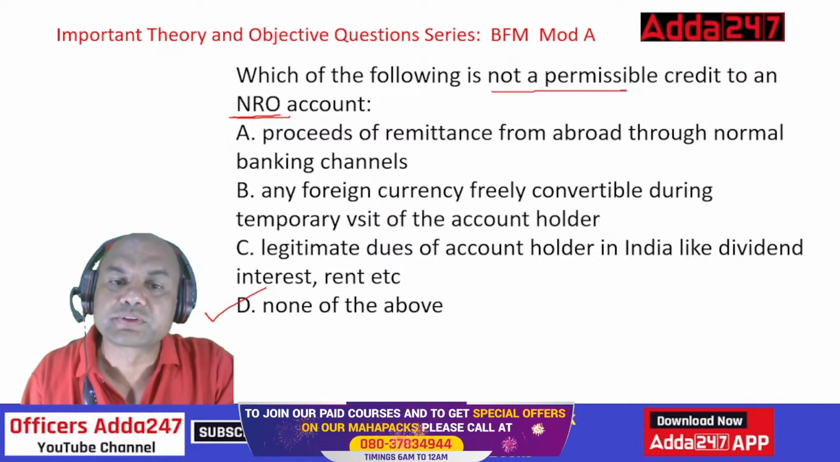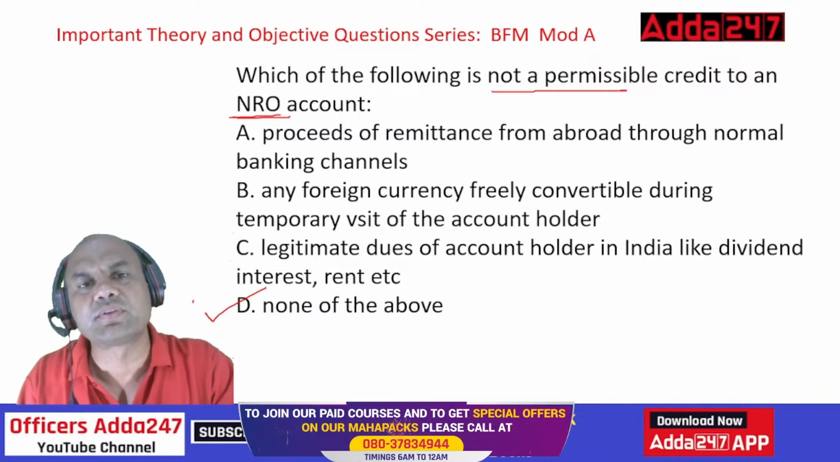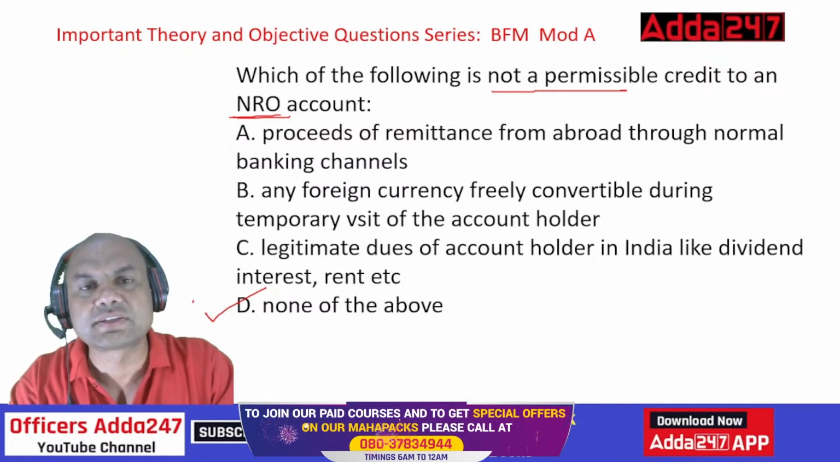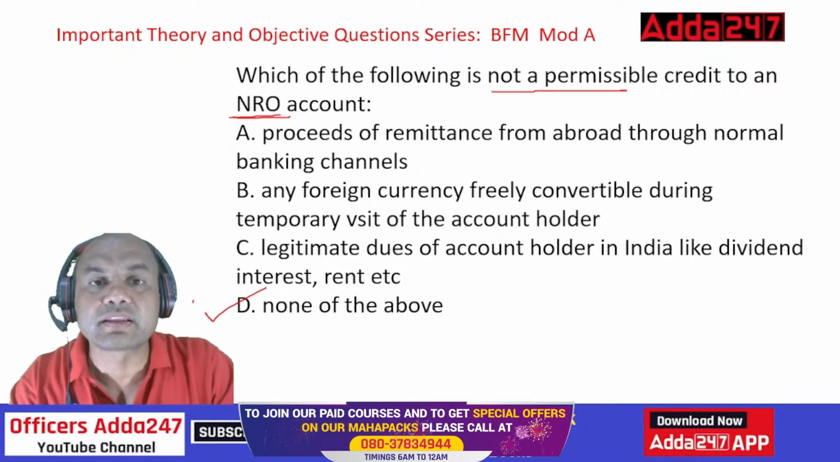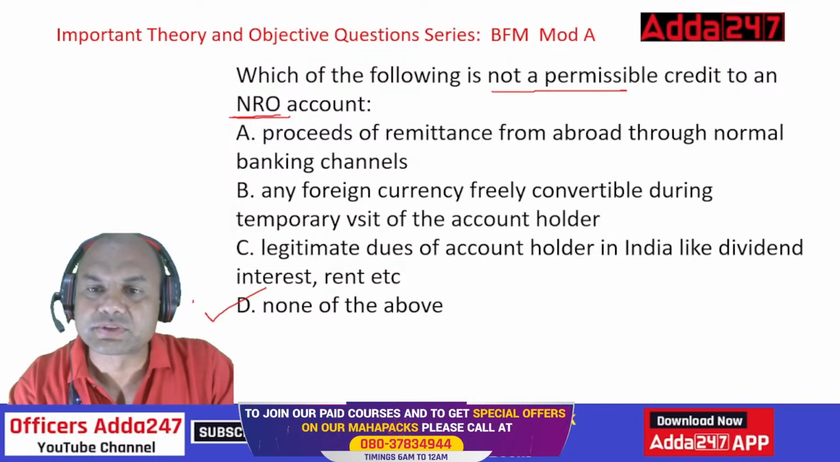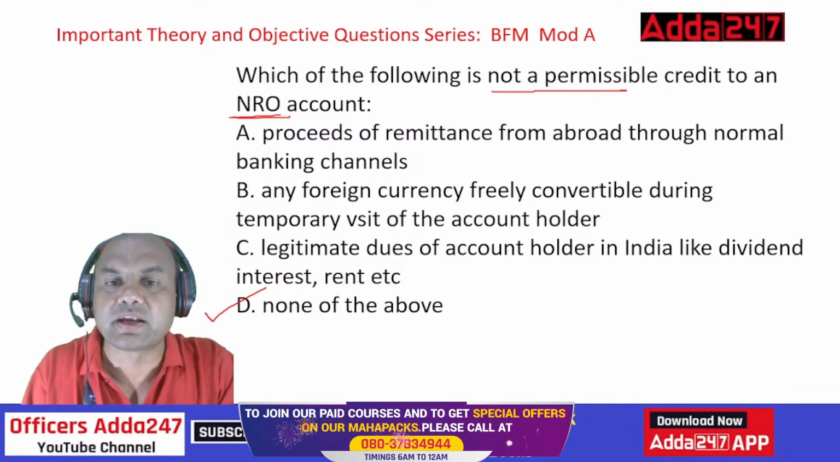Proceeds of the remittance from abroad through a normal banking channel is okay. Suppose I get the money through SWIFT, or through TCs, traveler's checks, or through legal cash, so who can stop me? So proceeds of remittance from abroad through normal banking channels are allowed. I'll write true over here. True. We want false.